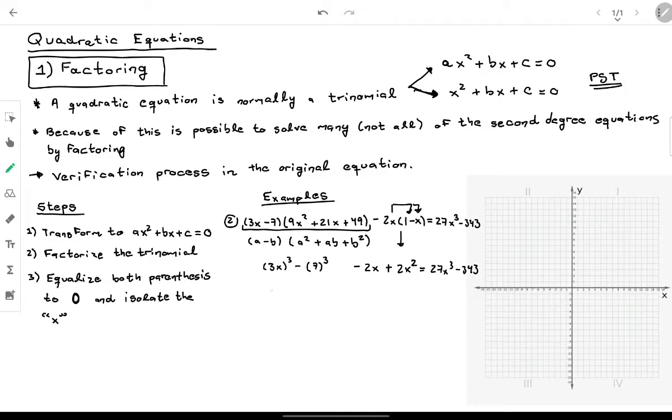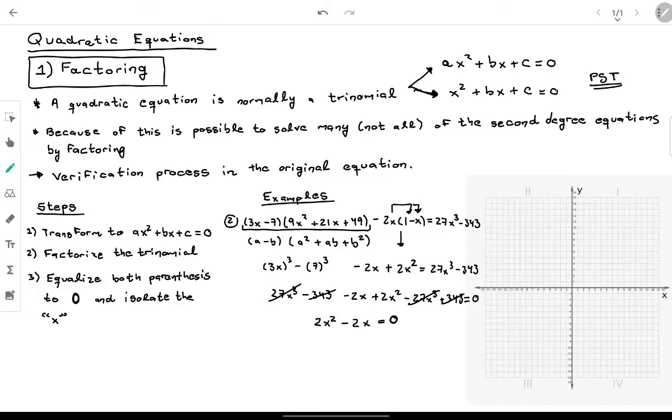What happens next? Of course, it's going to be 27x cubed minus 343 minus 2x plus 2x squared. We can change the sides and put them here: minus 27x cubed plus 343 equals 0. What happens? This one with this one, this one with this one. So we have 2x squared minus 2x equals 0.